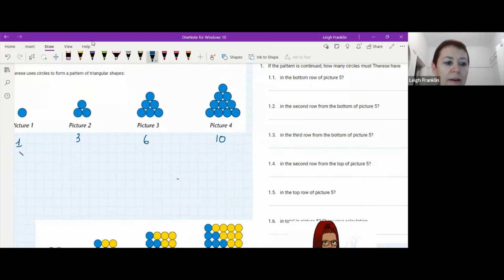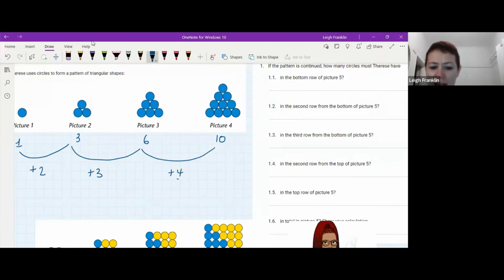Okay, so the idea is, what are we adding each time? So here we added 2, and then we added 3, and then we added 4. Can this be an arithmetic number pattern? Let's see who's got their hand up. Anati, can this be an arithmetic number pattern?